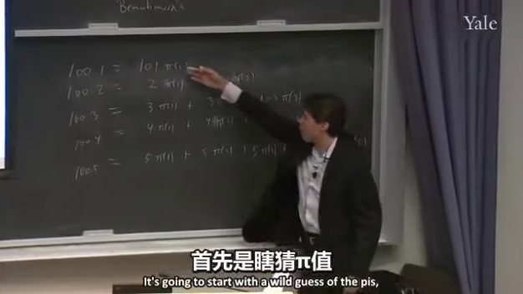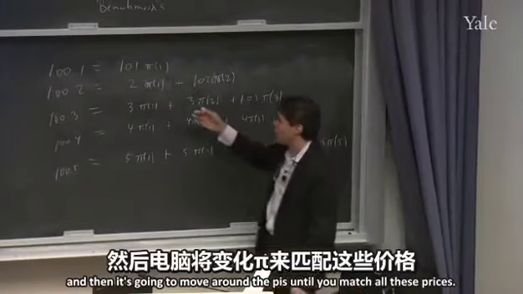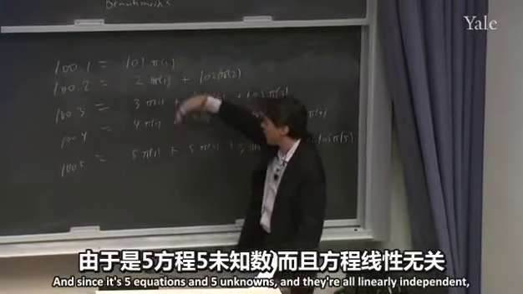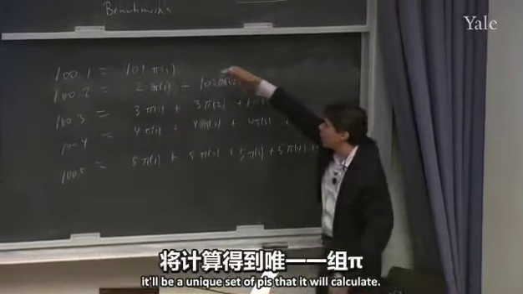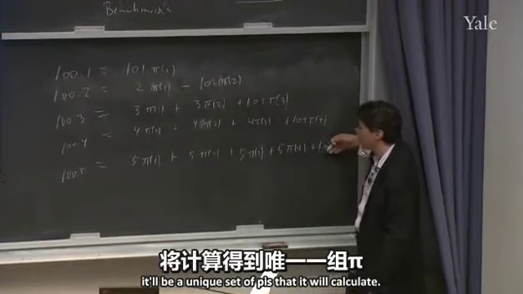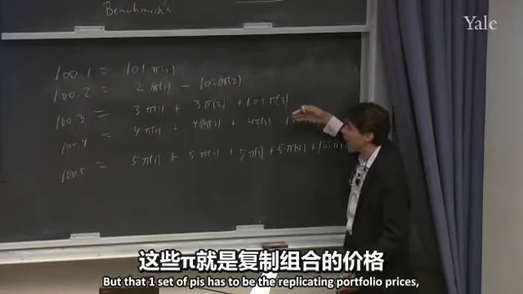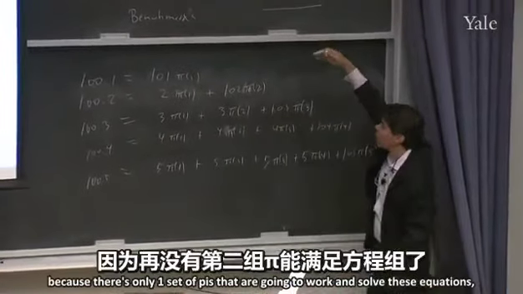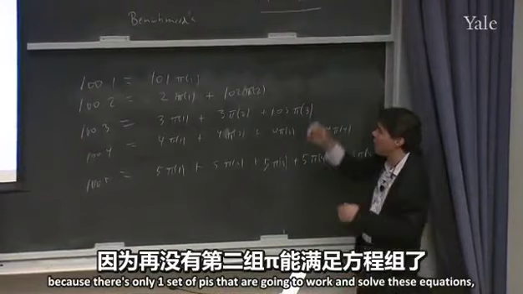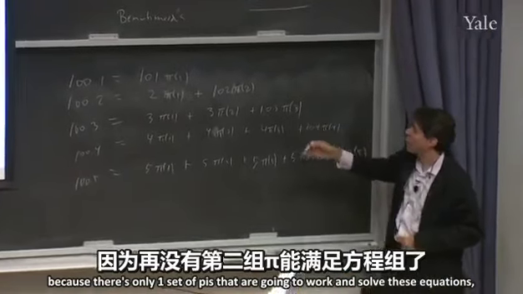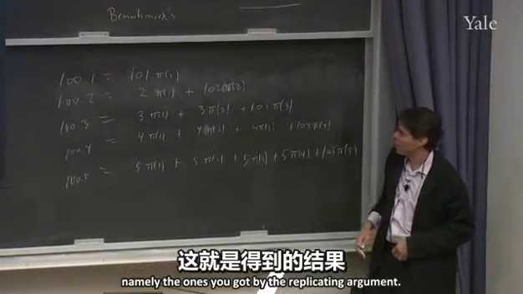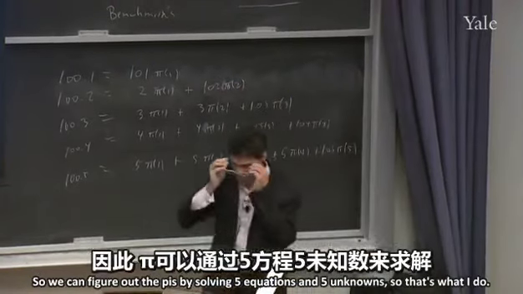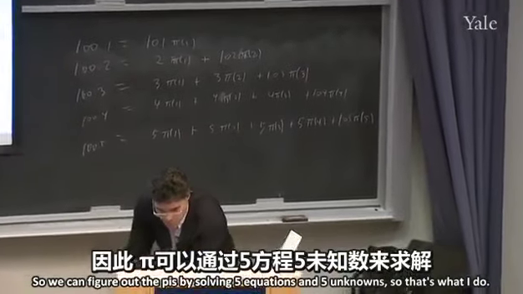It's going to start with a wild guess of the pi's, and then it's going to move around the pi's until you match all these prices. And since it's 5 equations and 5 unknowns, and they're all linearly independent, it'll be a unique set of pi's that it'll calculate. But that one set of pi's has to be the replicating portfolio prices, because there's only one set of pi's that are going to solve these equations, namely the ones you got by the replicating argument. So we can figure out the pi's by solving 5 equations and 5 unknowns. So that's what I do.